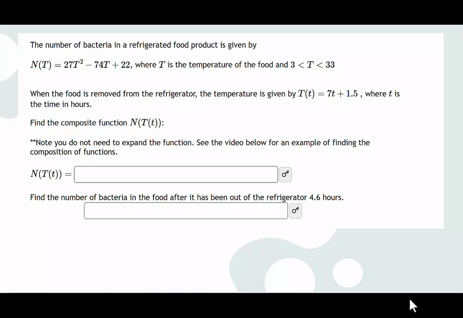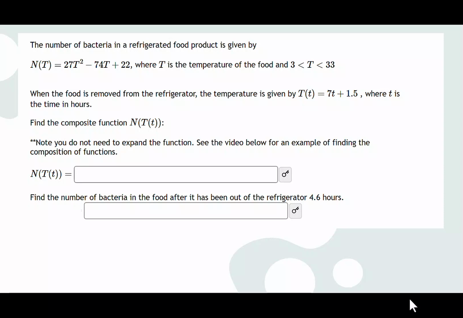The number of bacteria in a refrigerated food product is given by N of capital T is 27T squared minus 74T plus 22, where capital T is the temperature of the food and it's between 3 and 33 degrees. When the food is removed from the refrigerator, the temperature is given by T of lowercase t, which is equal to 7 times t plus 1.5. This lowercase t is the time in hours, and that means how long it's been out of the refrigerator.